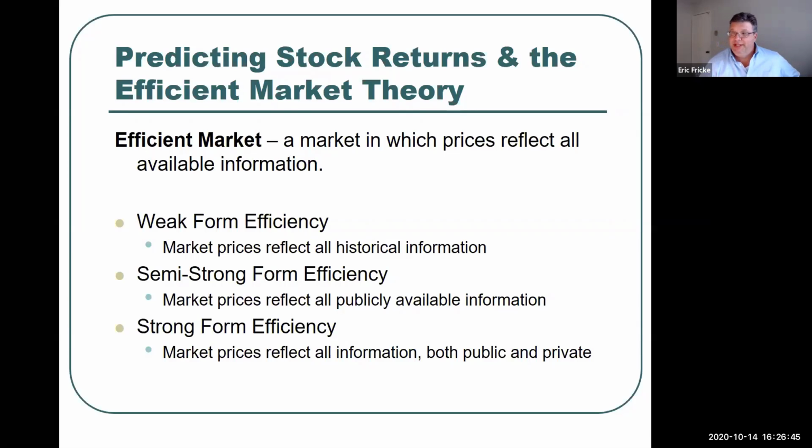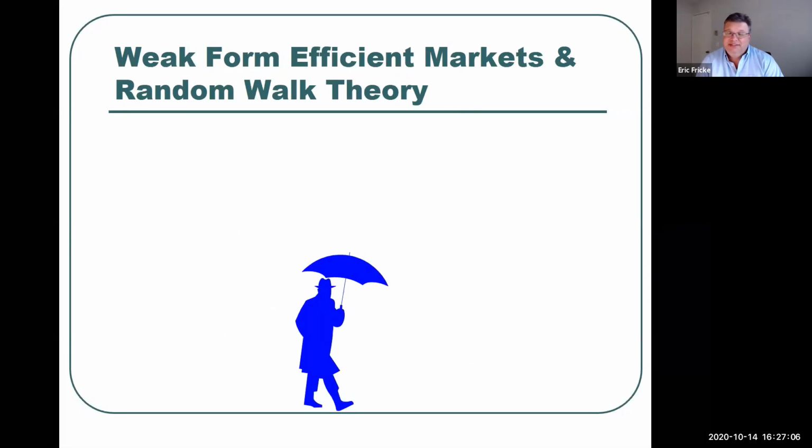So those are the 3. So it goes, weak form is historical stock prices, semi-strong form financial statements, strong form insider information. That's kind of the best way to think about it. So the next couple slides are basically going to look at some examples of kind of where we see this. The examples of where the markets are perhaps not efficient.